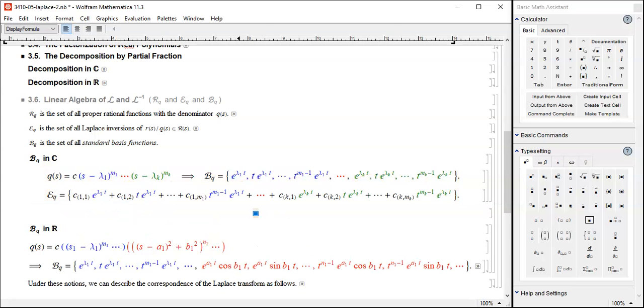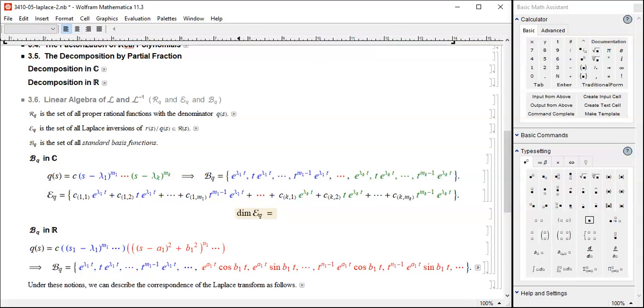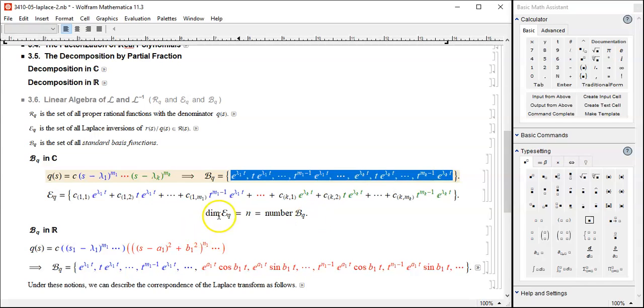And then what do we have here? The dimension of EQ is n, and that's precisely the number of elements of these. So these generate EQ, yeah.